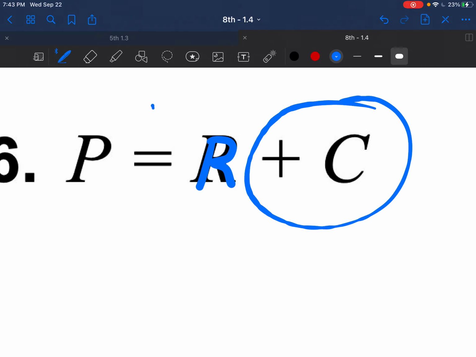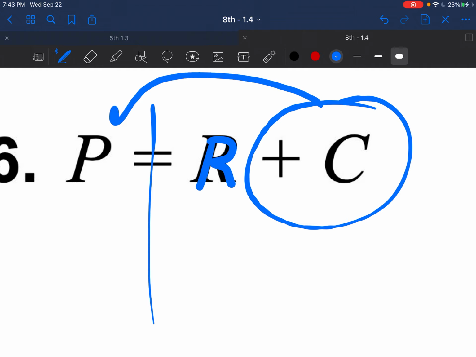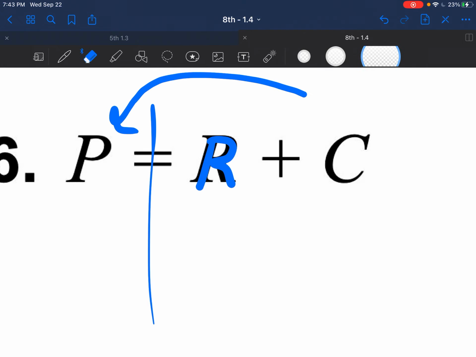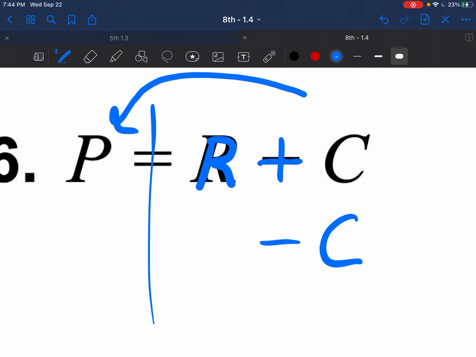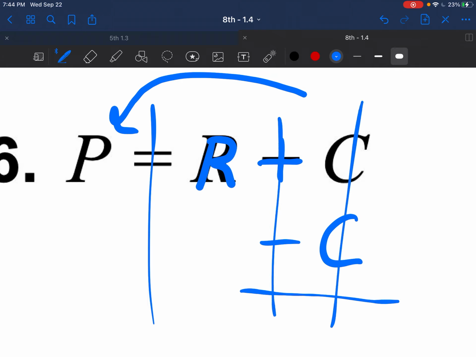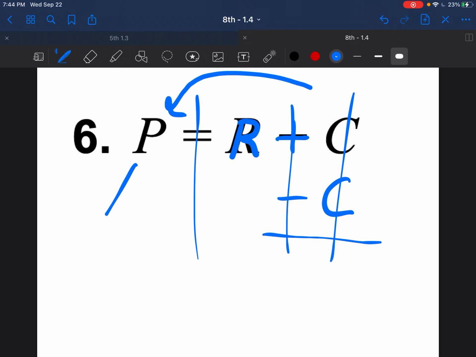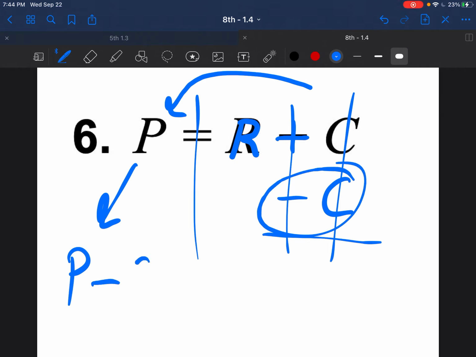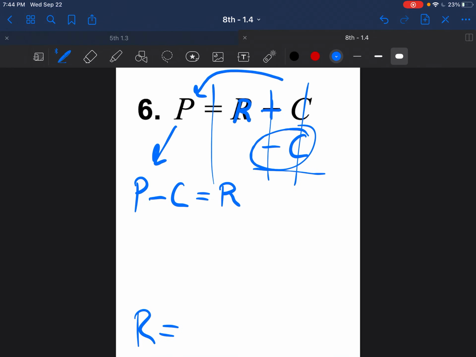How do we get rid of something? When I say get rid of, that means we want to move it to the other side. So how do we move it to the other side? What you want to do is do its opposite. So what is the opposite of adding c? That's going to be subtracting the letter c. Don't forget to cross it off. And there's no c on this side, right? So there's nothing to do, so you just got to squeeze it in somewhere. So now, let's drop that p down. You got p, and you have minus c equals r. So there we go. We got our answer. R equals. Your answer is p minus c equals r.